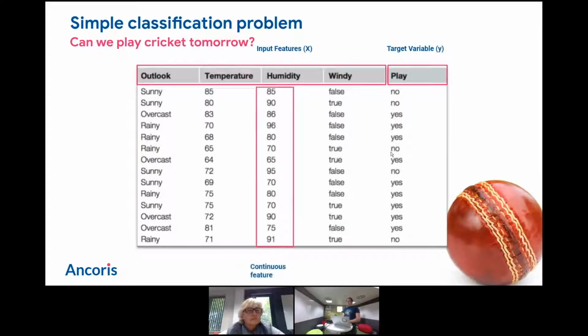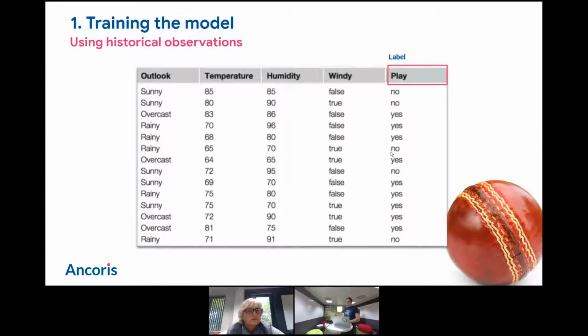Now, features come in many different forms, but the two most popular are continuous, and that basically means a number. So like in this example here, you've got humidity. Another continuous feature example would be temperature. And then the other common one that we come across is categorical. So an example here is outlook: sunny, overcast, or rainy. Also windy, true and false, that's also categorical.